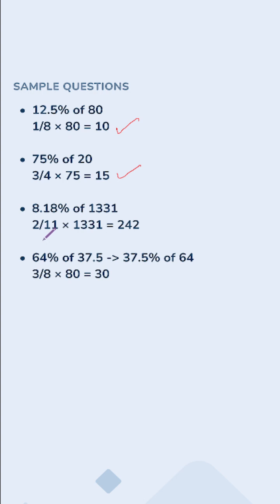Similarly, 18.18%, if you recall, 1 by 11 is 9.09%. So 2 by 11 will be 18.18%. When you multiply that by 1331, the answer to that will be 242. Similarly, 64% of 37.5 can be rewritten as 37.5% of 64. Now 37.5%, we all know that 1 by 8 is 12.5%, so 3 by 8 will be 37.5%. So 3 by 8 into 64 simply gives us 24.